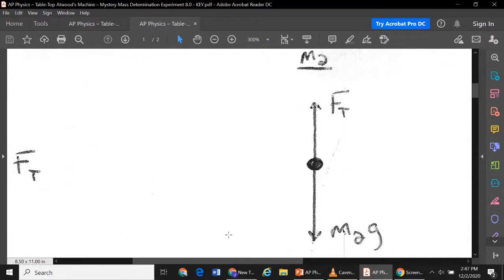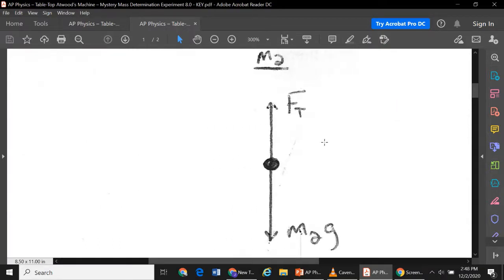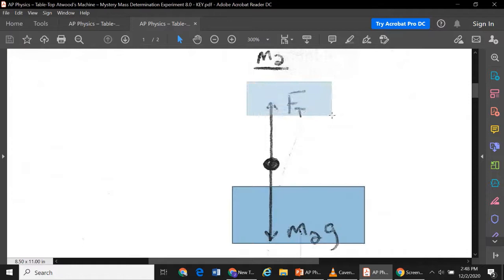And I would imagine this part of it was not hard for you guys, especially after the Atwood's machine experimental, or not the experimental design question, the other free response question from the beginning of the week, because this is exactly the free body diagram for one of these objects in those problems. So we have a tension force going up, we have a gravitational force going down, and because the block is accelerating down, we have to have the weight vector being larger than the tension vector.